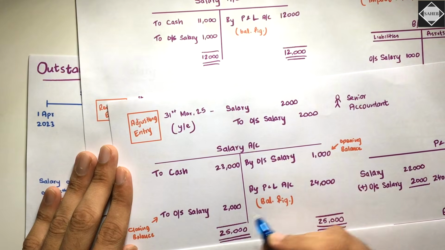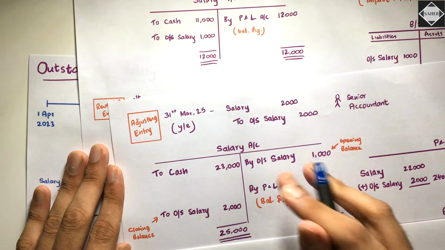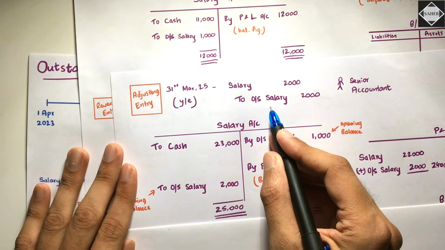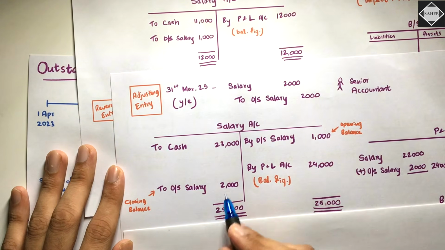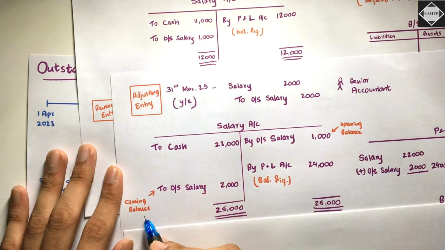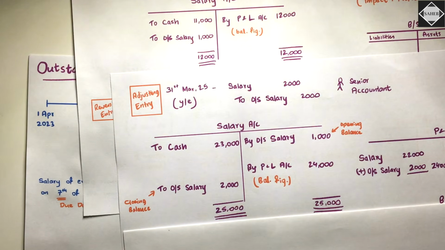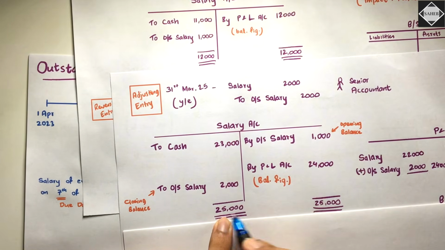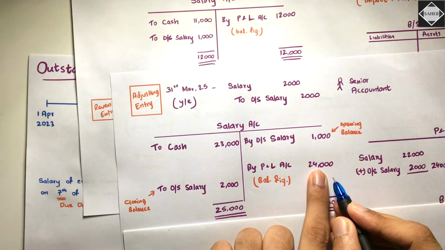We call this the opening balance because this happened on the first day of the accounting period. Fine. And then see here, salary account got debited because of outstanding salary, isn't it? Salary account got debited because of outstanding salary, 2,000. And this happened at the year end. So we call this the closing balance. Fine. So this is the thing. All right. So now if we try to balance this account, 23,000 plus 2,000, that's equal to 25,000. This is the bigger side. So write that amount on both the sides, and 25,000 minus 1,000, that's equal to 24,000.